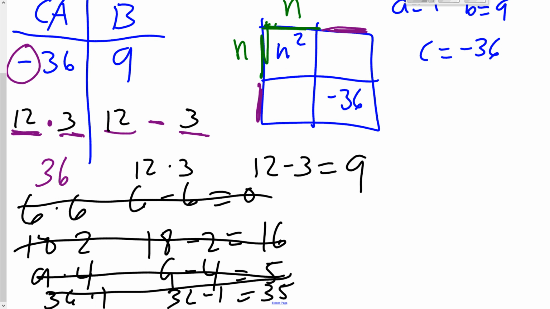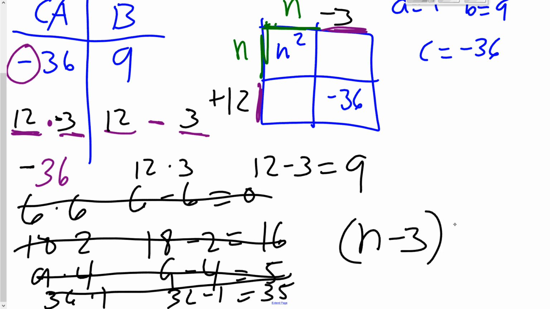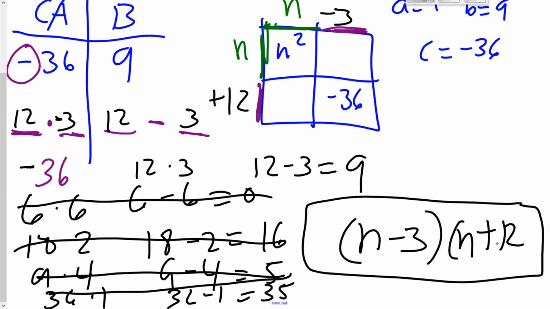Now, where's that negative in front of? It's in front of the 3, right? So let's put it in front of the 3 here, and then we get negative 36. So it's a positive 12 and a negative 3. Now I can write my binomial, n minus 3 times n plus 12. There is my factor. Make sure you put this in parentheses too.